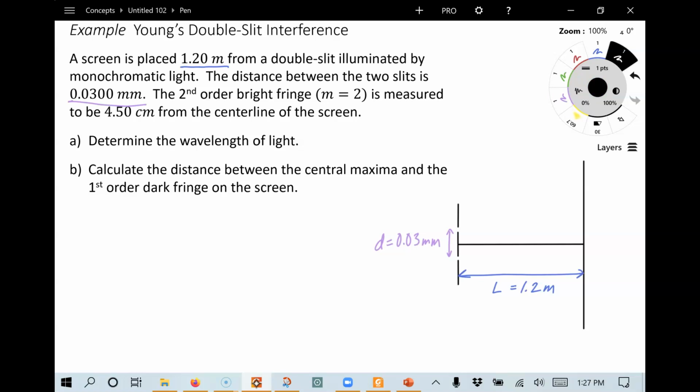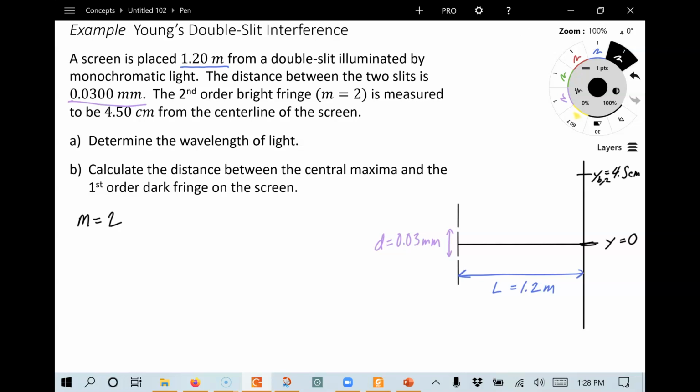We're looking for the second order bright fringe, m equals 2, which is measured to be 4.5 centimeters from the center of the screen. So here's the center right here. We call this y equals 0 at the center. And as we go up or down from there, we get different distances. So up here we've got y equals 4.5 centimeters. This is the bright fringe second order, so I can call this y_B2 if we want.